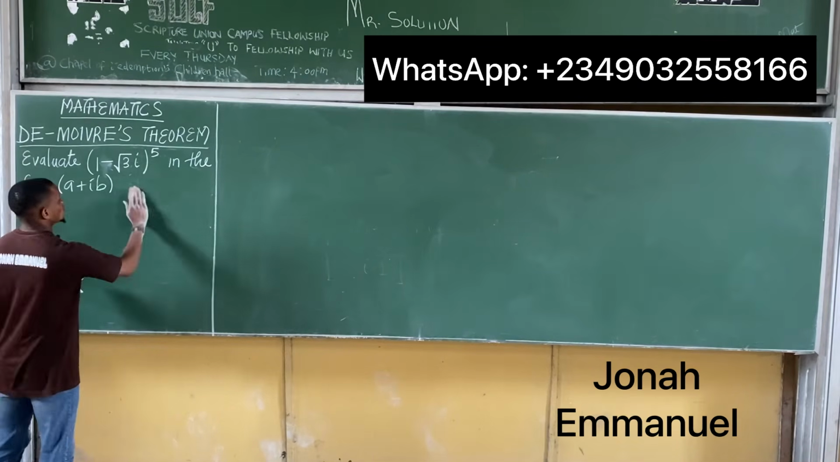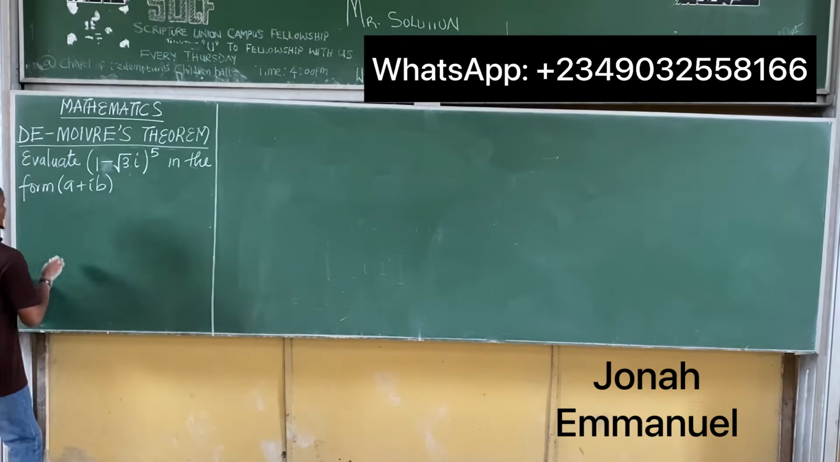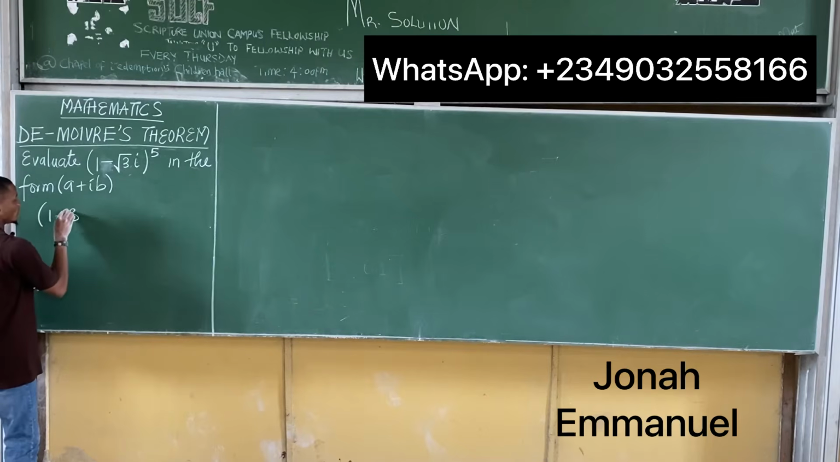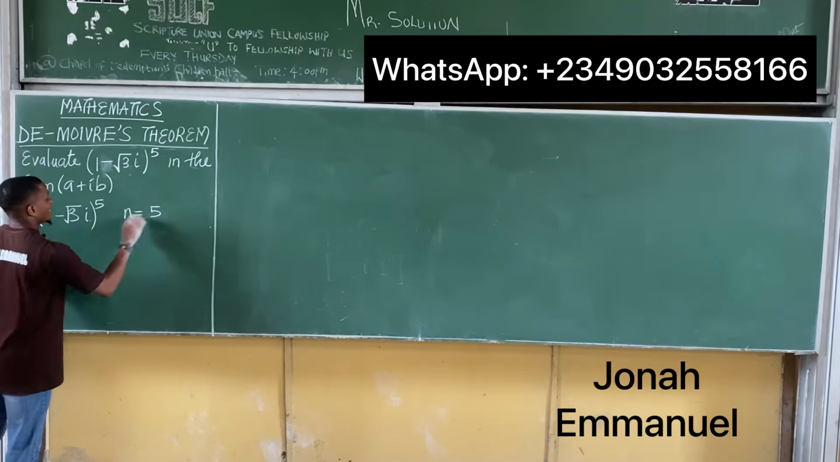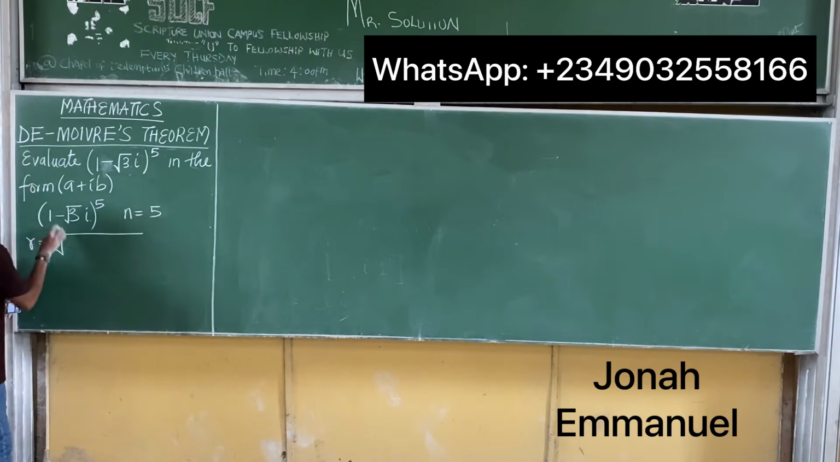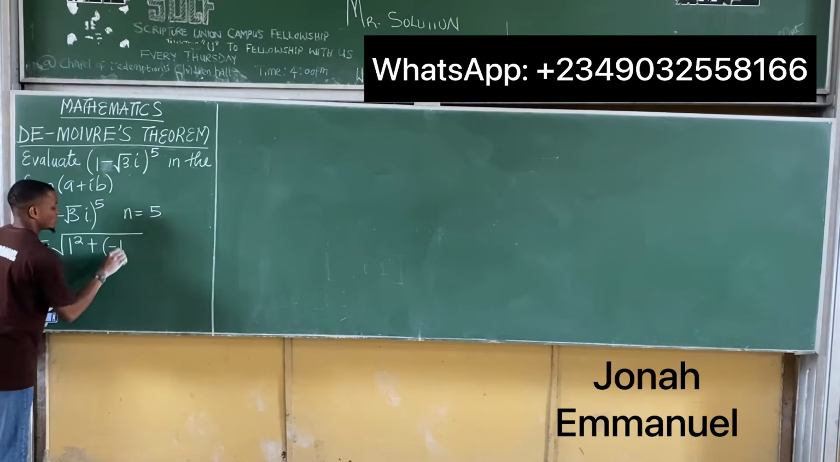If you have the time, you could choose to expand this 5 times and see if we'll have the same answer. But then, I'm using De-Moivre's theorem. So 1 minus root 3i, to the power 5. Let's get this done. For this case here, n is equal to the power, which is 5. Let's get r. So r will be equal to the square root of 1 squared plus minus root 3 all squared.